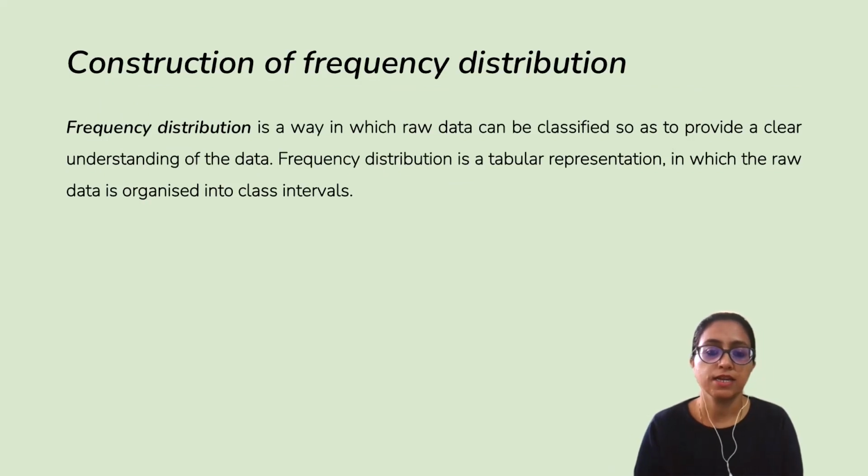Now let us study what a frequency distribution is. Frequency distribution is closely connected with the tables which we have studied. Okay, so frequency distribution is the way in which raw data can be classified so as to provide a clear understanding of the data. So it is basically a tabular representation in which you organize the raw data into intervals, class intervals. Okay, we'll study in detail what class intervals are and how to construct them. But for now, you can understand that it is a way to classify the data into tables.